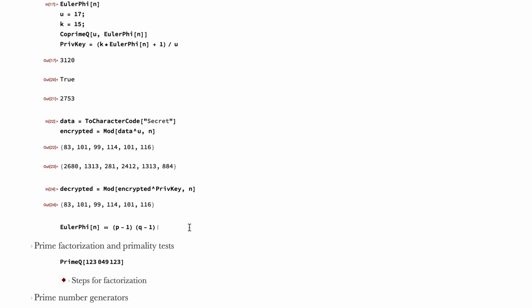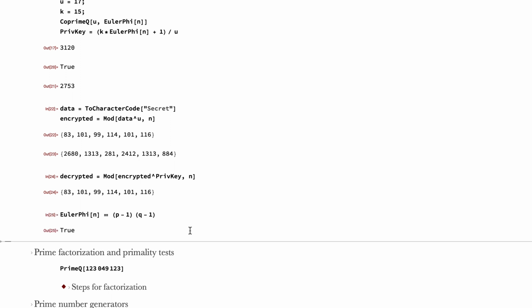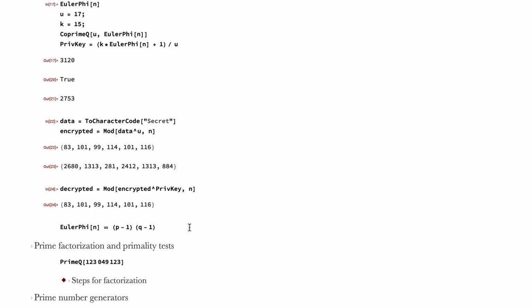Euler phi of n simply returns the number of positive integers that are less than n but are relatively prime to n, meaning that if you take Euler phi of n, where n is the product of two prime numbers, let's say p and q, then it will return p minus 1 times q minus 1. We can confirm this is true using the Wolfram language, taking Euler phi of n equals p minus 1 times q minus 1. Here you're effectively using prime numbers to limit the value of Euler phi.